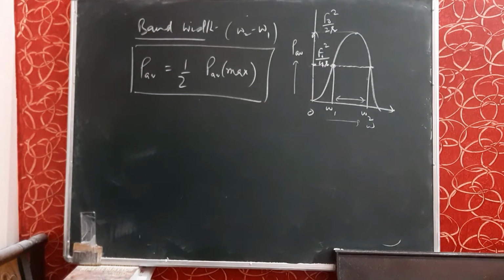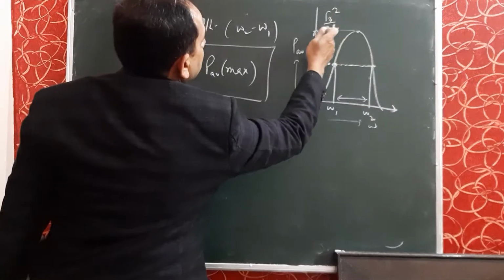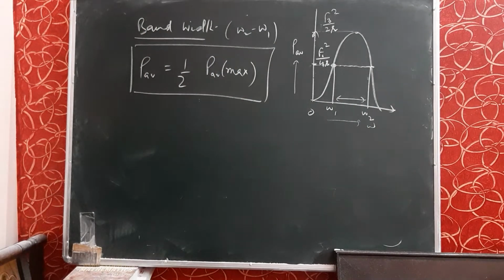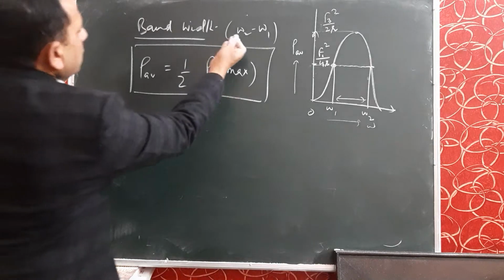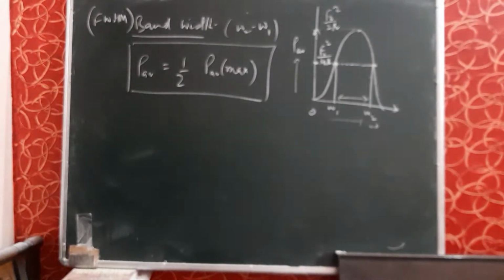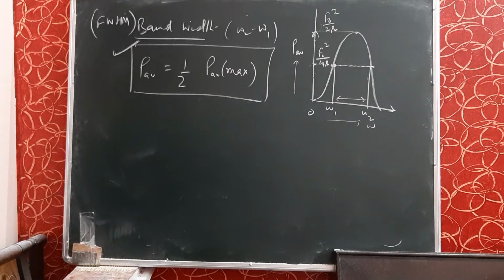From this graph, it is very clear that P average is equal to half of the maximum value of the power. The maximum value of power is f naught square by 2r, and the difference in two frequencies at half of maximum power is the condition for bandwidth. So we may define bandwidth, denoted as FWHM, that is, full width at half maxima. The corresponding full width at half maximum value is called bandwidth. This is the condition by which we can calculate omega 2 minus omega 1.